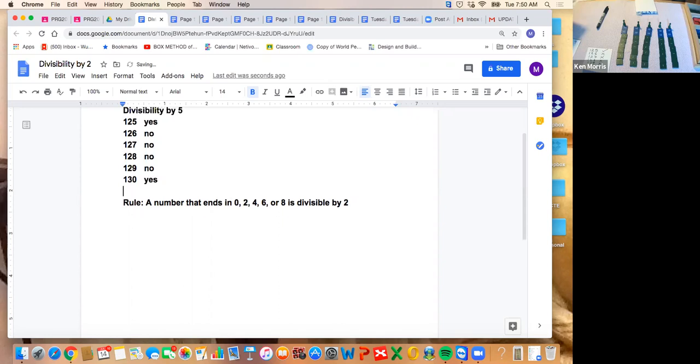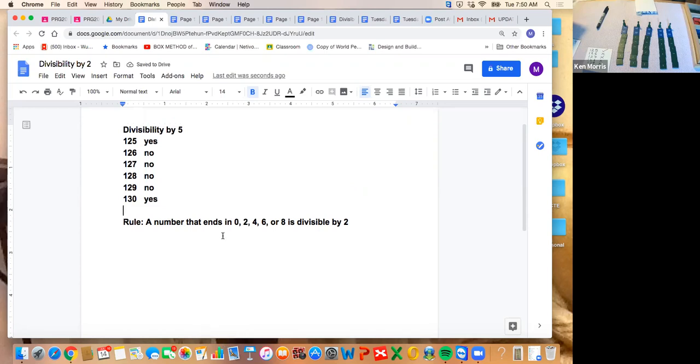And our rule is a number that ends in 0 or 5 is divisible by 5.